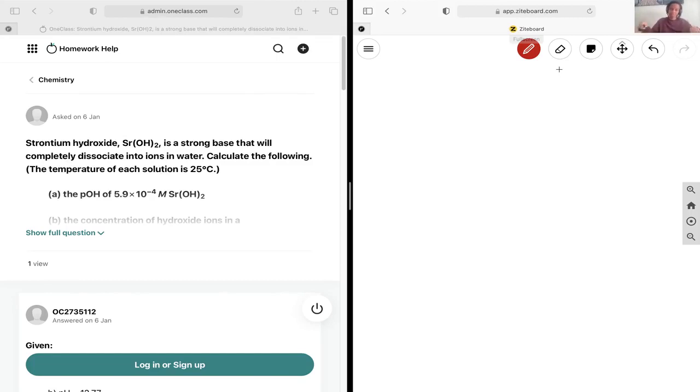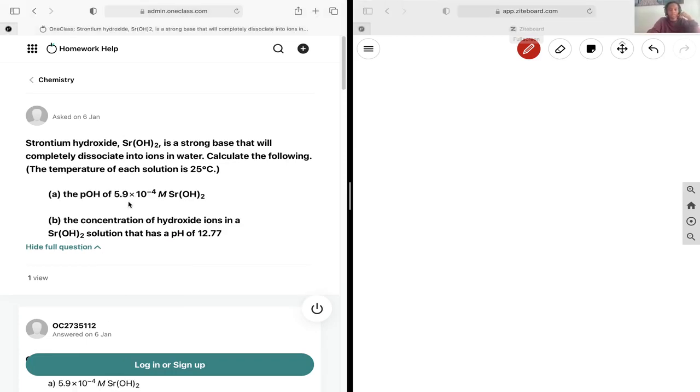Okay, next up, we have strontium hydroxide, which is a strong base and completely dissociates into ions in water. We would like to calculate the pOH of 5.9 by 10 to the negative 4 molar of strontium hydroxide, and the concentration of hydroxides in a strontium hydroxide solution with a pH of 12.77.